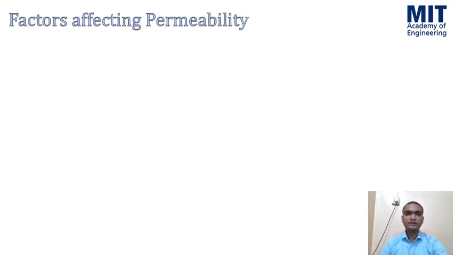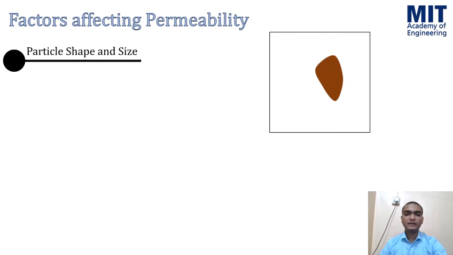Moving further, we have factors affecting the permeability of soil. The very first point is particle shape and size. The permeability varies approximately as the square of grain size. It depends on the effective diameter of the grain size D10. Permeability is inversely proportional to the specific surface. For example, as angular soil has more specific surface area compared to round soil, the soil with angular particles is less permeable than soil of round particles.